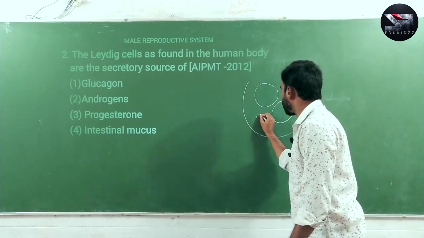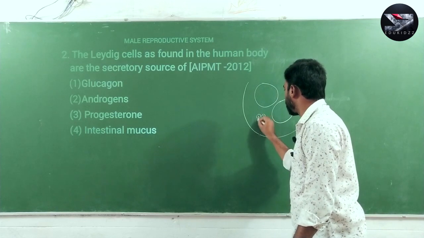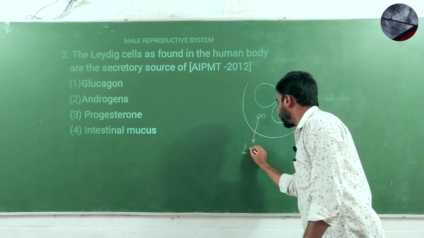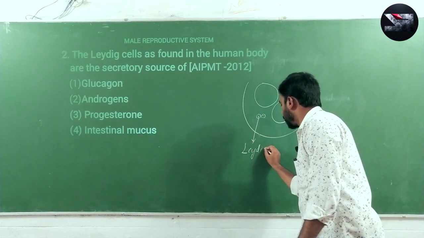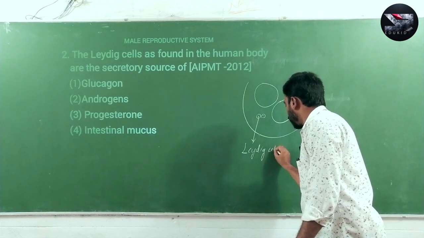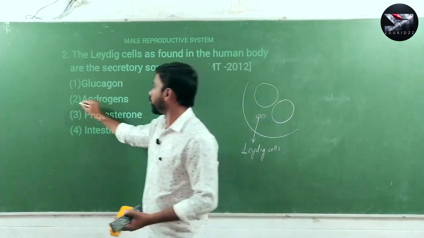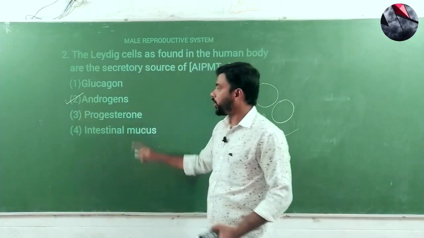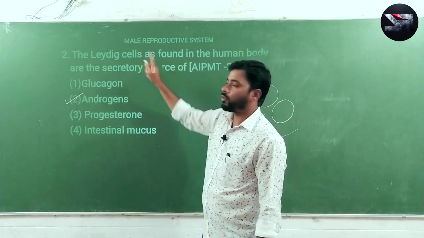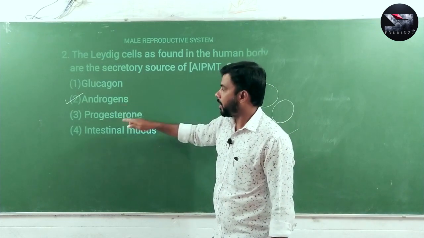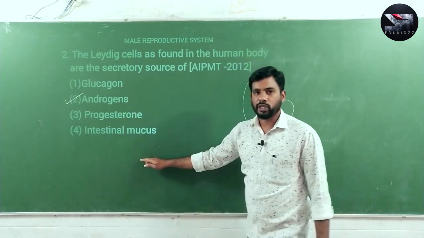Here in the chamber of the testicular lobule you can see a few specialized cells. These cells are called Leydig cells. These Leydig cells or interstitial cells help in the synthesis and secretion of androgens. So androgens are formed from the Leydig cells. This is the right answer. But let us have a look at the other options also.